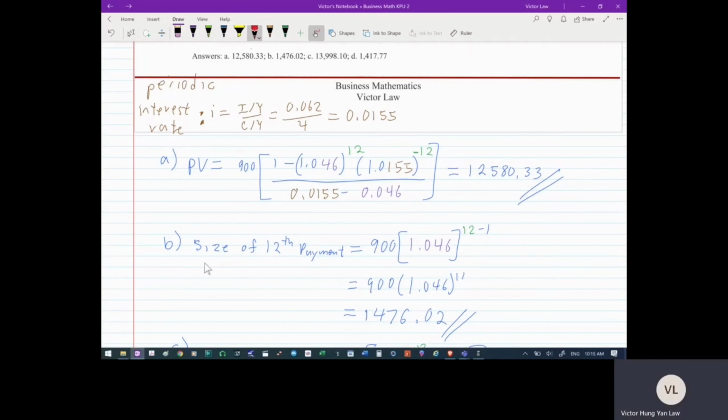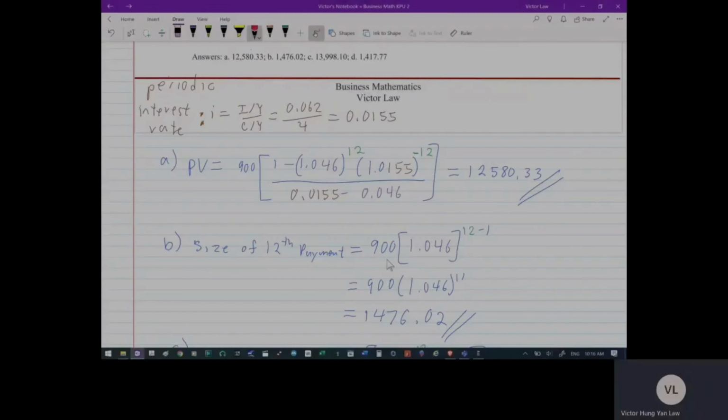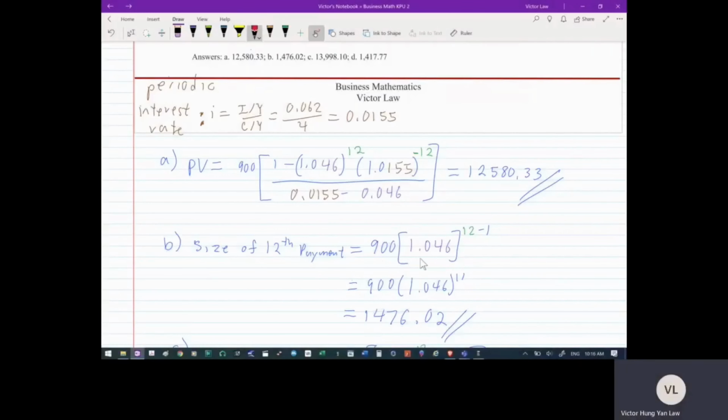Part B, what we're looking for is the size of the last payment. The last payment is the 12th payment. To find the size of the nth payment, we use this formula: PMT times (1 plus K) to the power of n minus 1. PMT is 900, K is 4.6%, and n is 12. So we have 900 times 1.046 to the power of 12 minus 1, which is 900 times 1.046 to the power of 11.